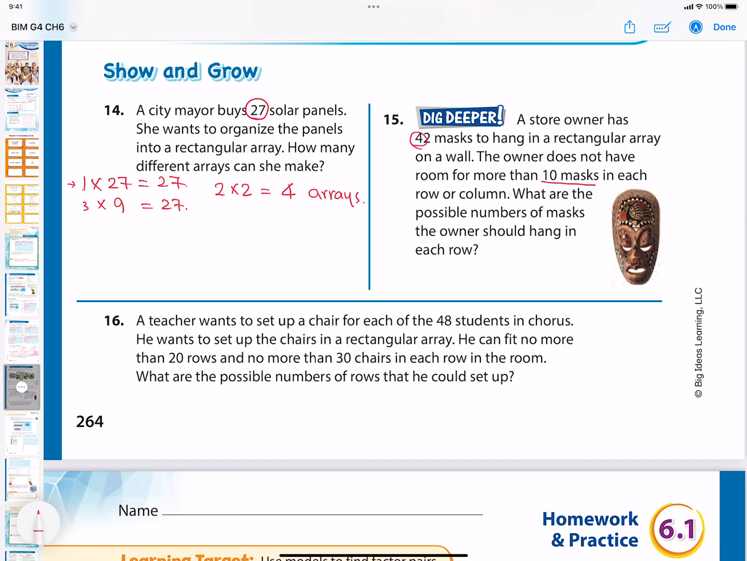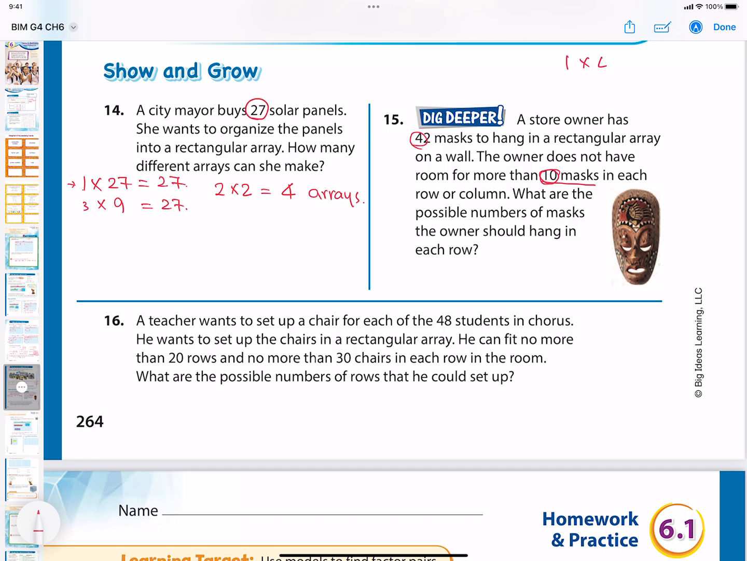Okay, they twisted it a little bit, but this is still simple. That means what? You can't have a factor greater than 10. Makes sense? Because you cannot display more than 10 masks in a row or column. So let's find out first.